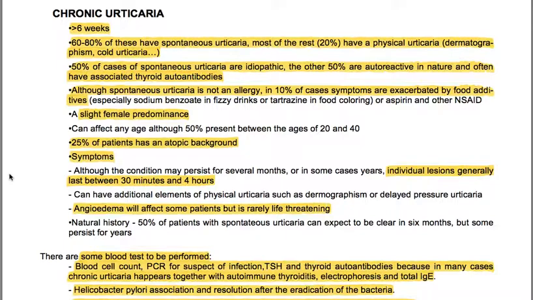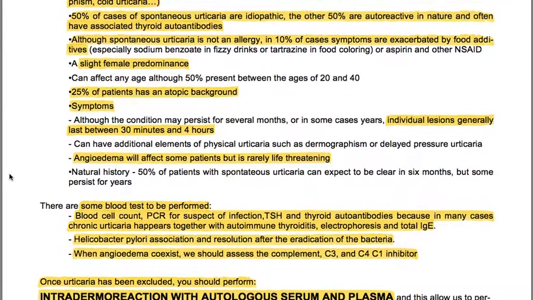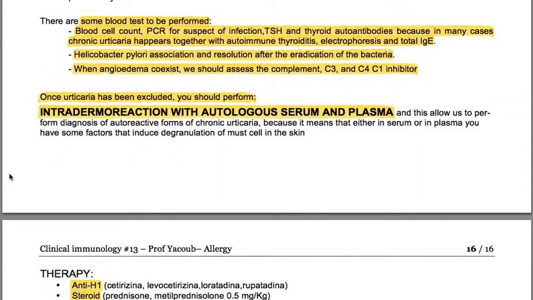There are also some blood tests to be performed. We have a blood cell count, PCR for suspect of infection, TSH and thyroid autoantibodies, because in many cases chronic urticaria appears together with chronic autoimmune thyroiditis, electrophoresis, and total IgE. Helicobacter pylori association and resolution after the eradication of the bacteria. When angioedema coexists, we should assess the complement C3 and C4 and C1 inhibitors.